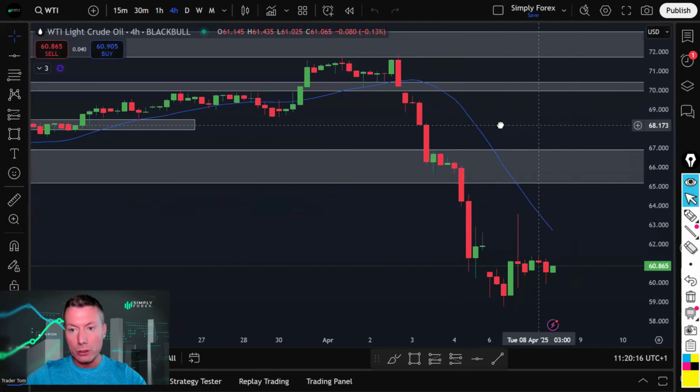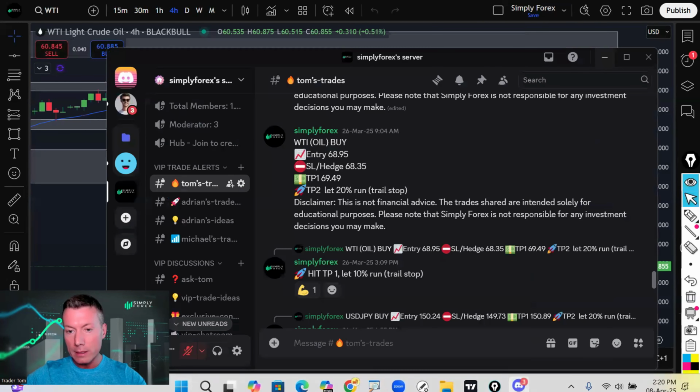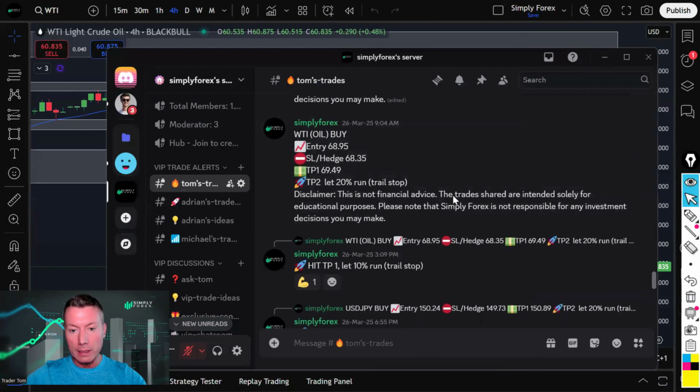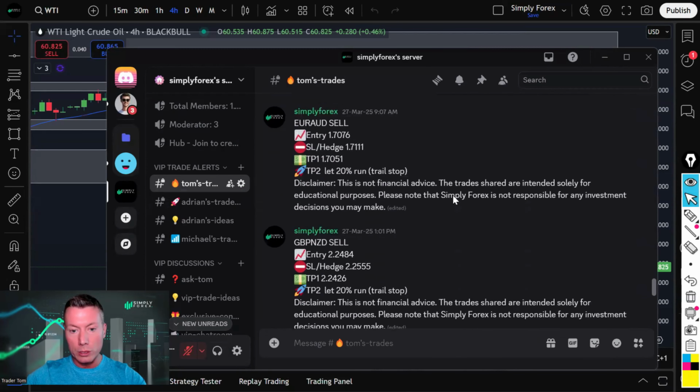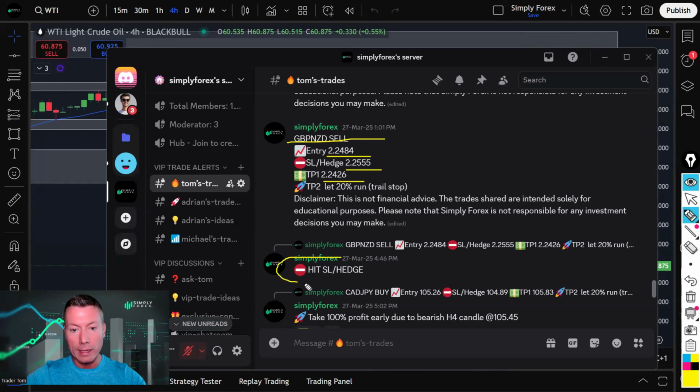And let's go back to the VIP Discord where I put all of my trades. As you can see, let's find a losing trade. There's one here. So pound New Zealand dollar sell. The entry was this, stop loss that, take profit. And you can see I hit stop loss. Now, we're going to learn more from this trade than we did the winning trade. You don't learn anything from a winning trade, to be honest. But let's take a look at this losing trade.